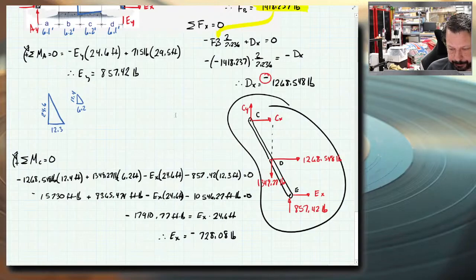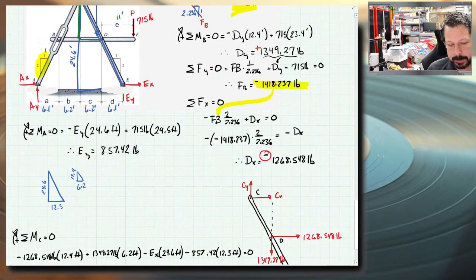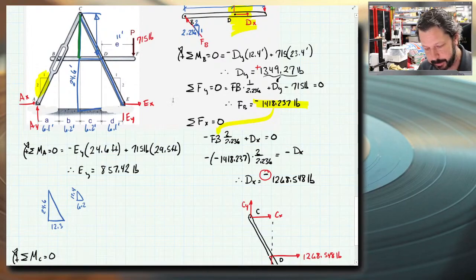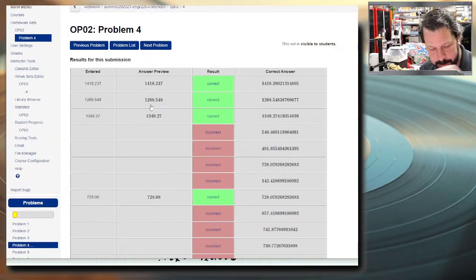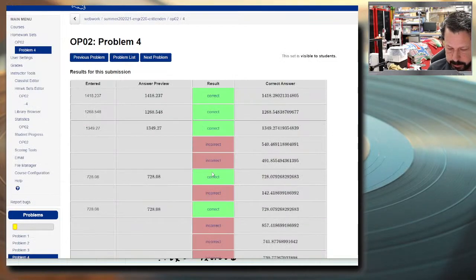At that point, you draw A, B, C, and you know CX, CY. Actually, you don't even need to draw that. You can go back to the entire frame as a whole and solve for forces in X equals 0, and the only two things are AX and EX. So AX and EX have the same value, opposite directions, but this particular problem is not asking for directions. So for AX, we would have the same 728. And it should be like that. And it does.